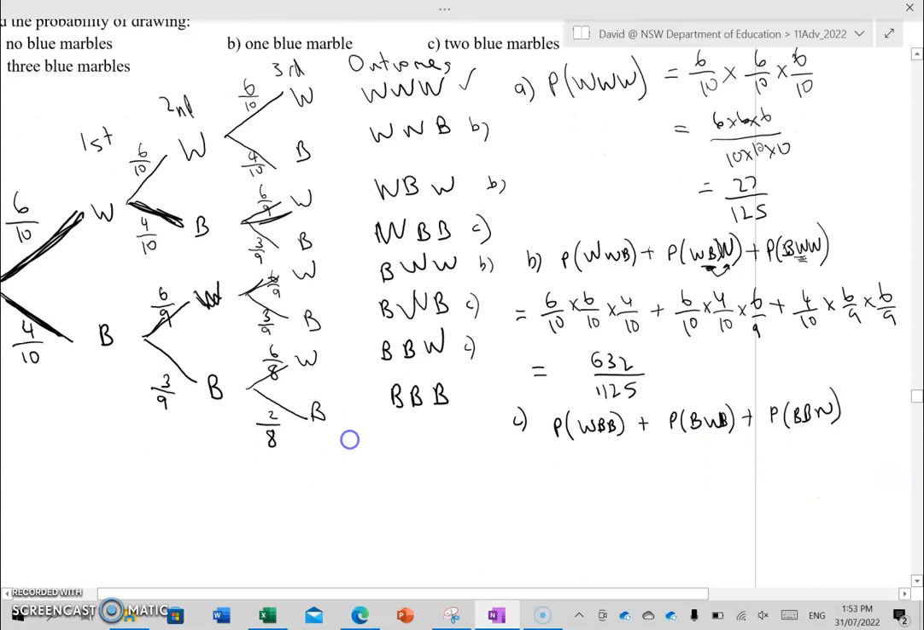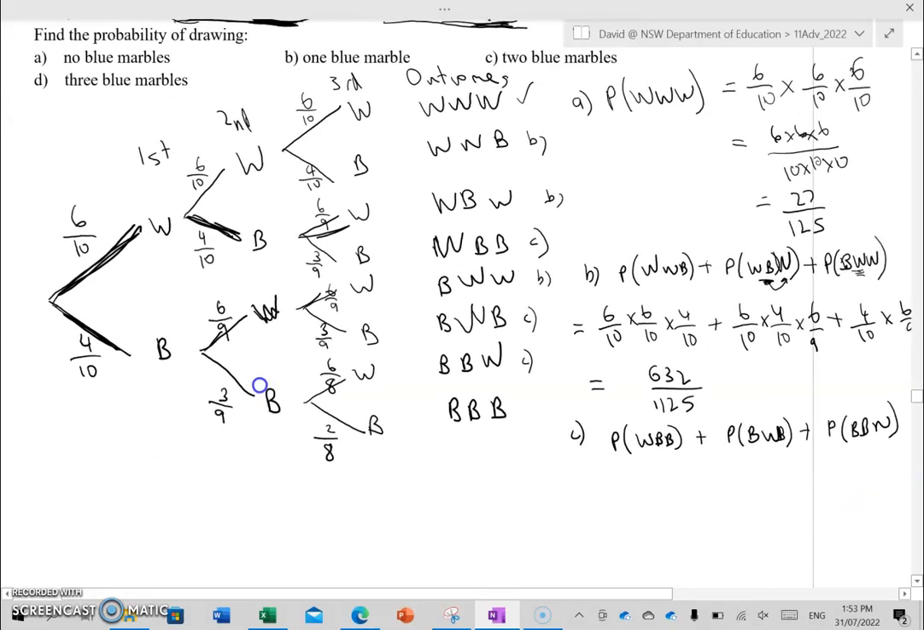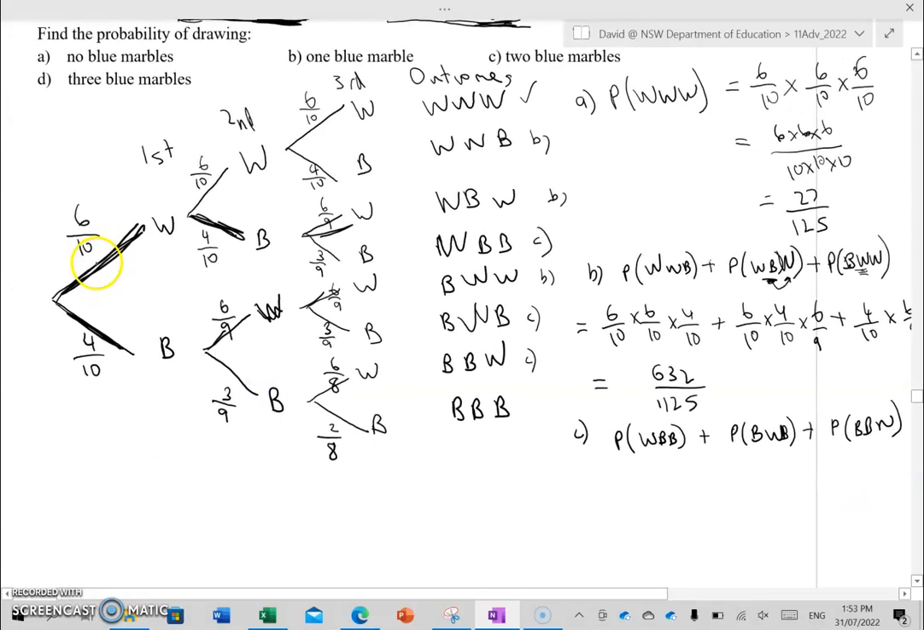Okay, so let's have a look. So let's do one thing at a time. So white, blue, blue is first. So 6 out of 10, 4 out of 10, 3 out of 9. Notice when you pick the blue, we're not replacing. So the amount of blues goes down by 1 and the total goes down by 1 when we select a blue.